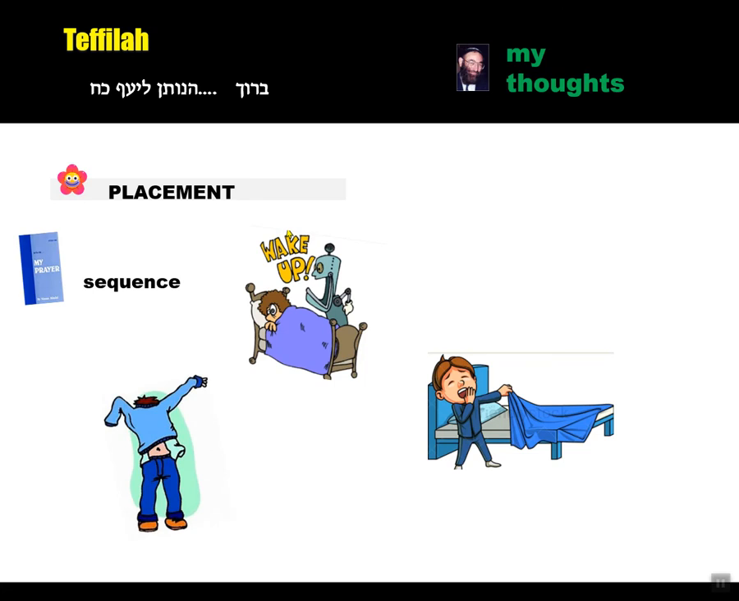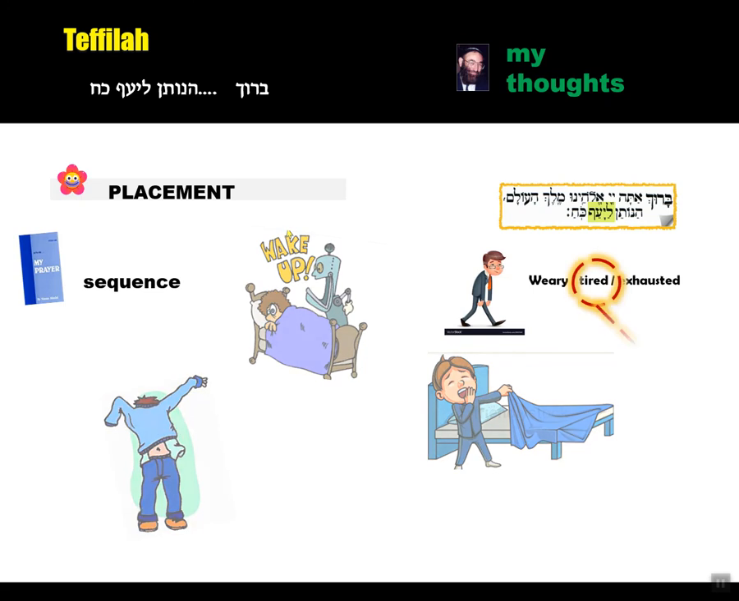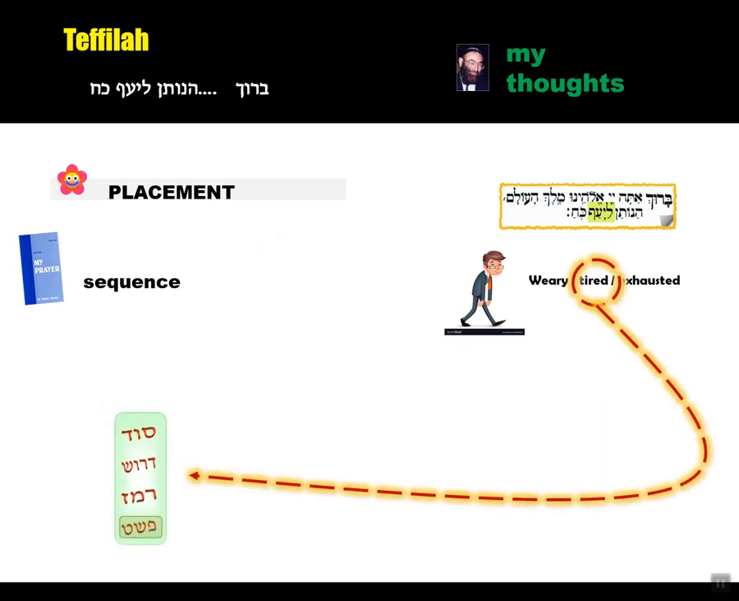Then we now come to the bracha of Hanotein Le'ayef Koach, which, according to a straight pshat translation of the word Ya'ef, one who is tired, is an easy fit. In other words, we round off the series of brachot regarding waking up. God provides koach and strength to function in the day ahead.